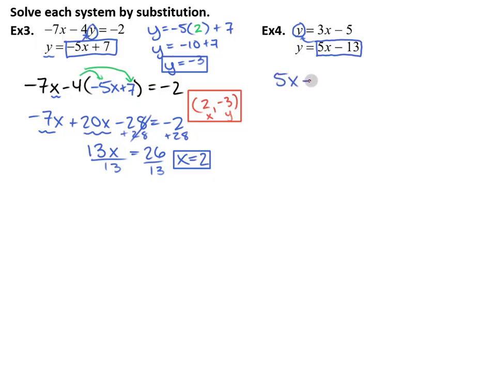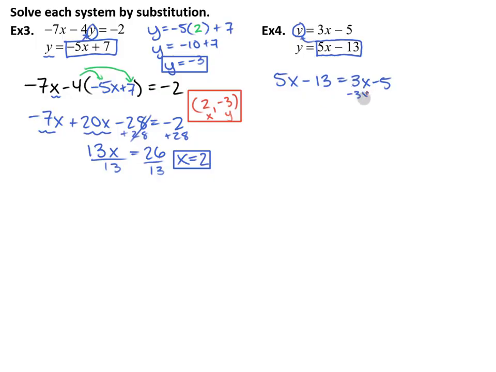So in fact, I can just write 5x minus 13 equals 3x minus 5. You guys might also remember the transitive property: if y is equal to this expression and y is also equal to this expression, then these two expressions have to equal each other. So you can think of the transitive property. Okay, well, hey, we've got an equation with just x in it now. Let's use that to solve for x.